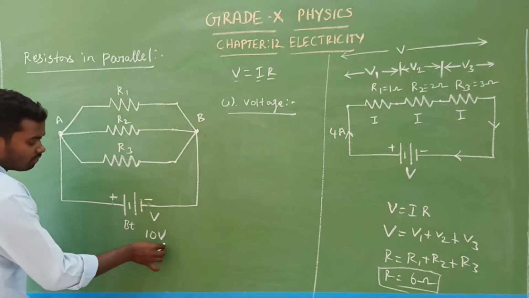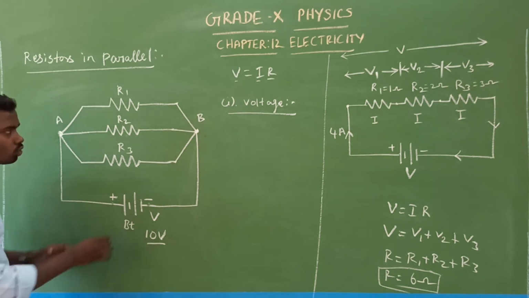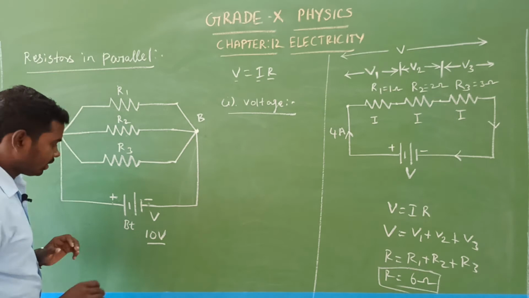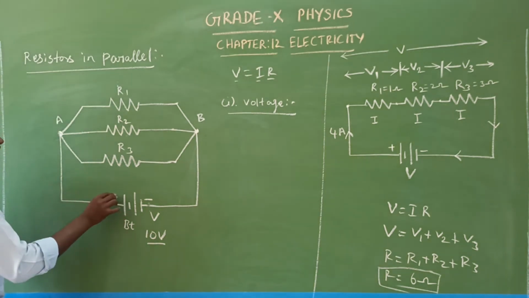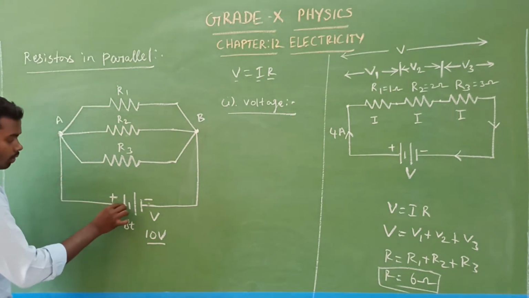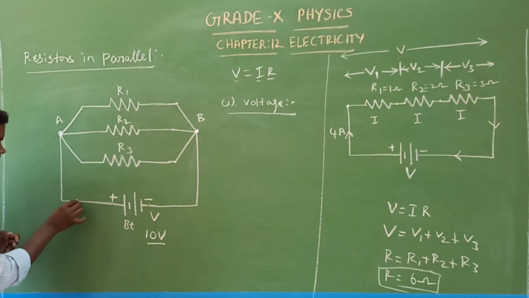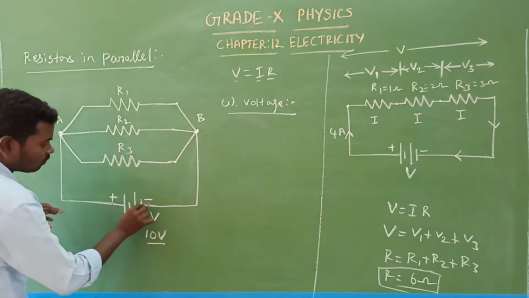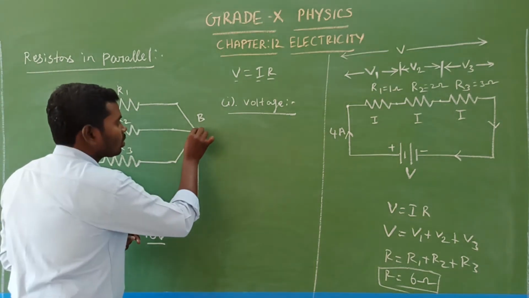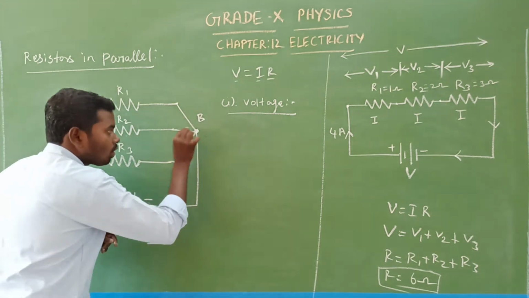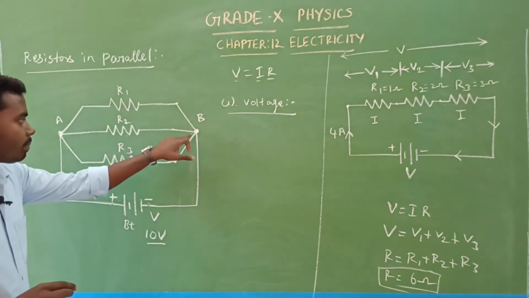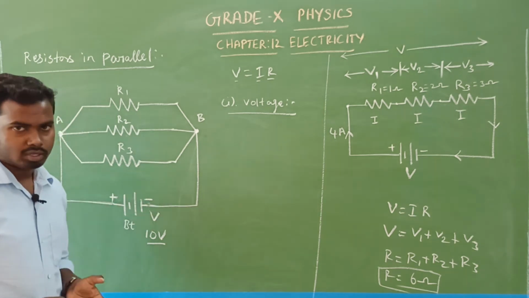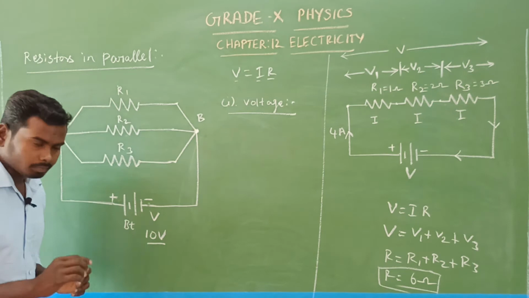So we apply a 10 volt potential difference throughout the parallel combination circuit. From the positive terminal of the battery there will be some amount of potential, and at point B from the negative terminal there will be some amount of potential, because the positive terminal is high potential and the negative terminal is low potential.